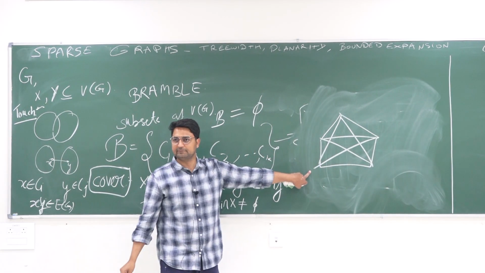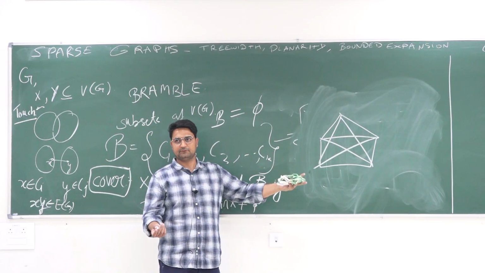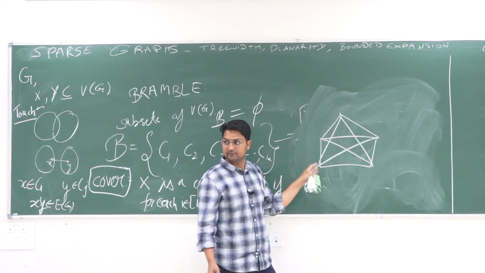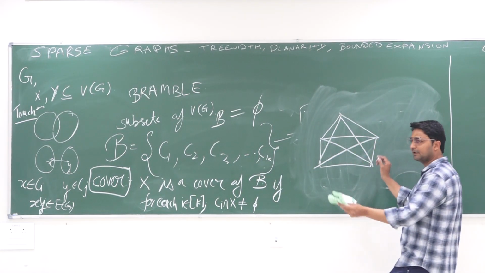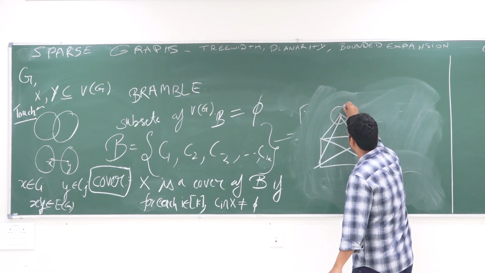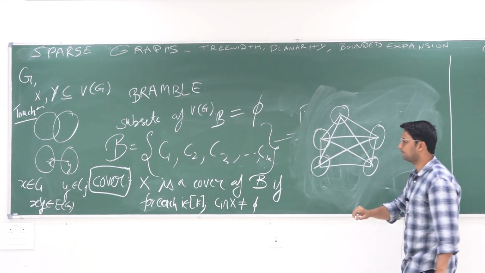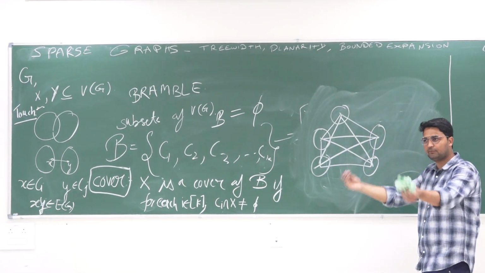So this is my complete graph, and let's say I want a Bramble of this graph. One Bramble can be, I take all the vertex set. It is a Bramble. But if I take any subset of this graph, it is still a Bramble. For example, if I take these vertices, it's a Bramble. But the cover of this Bramble is all of my vertex set.